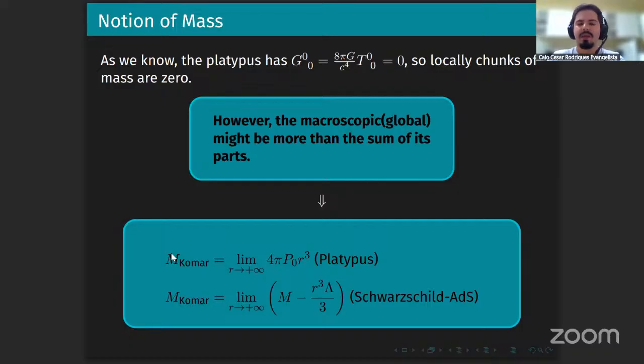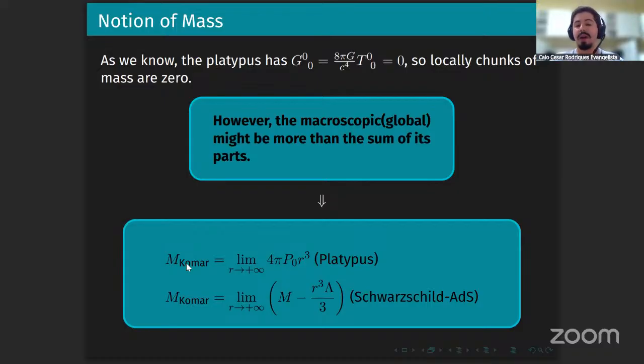what you have when you are trying to calculate these notions of global mass in a space-time is that you're always calculating them with respect to another space-time. So the usual Komar notion calculates the global mass of a space-time with respect to Minkowski. And that's the reason why the Komar mass of the platypus diverges.